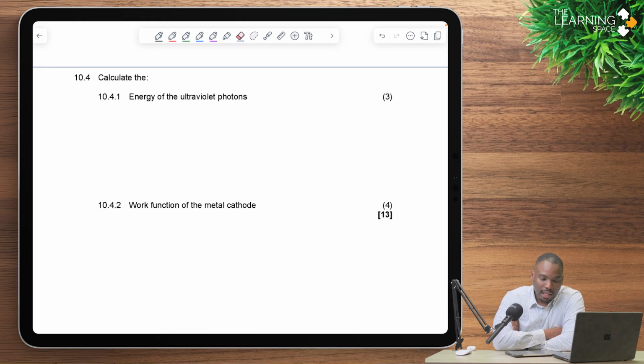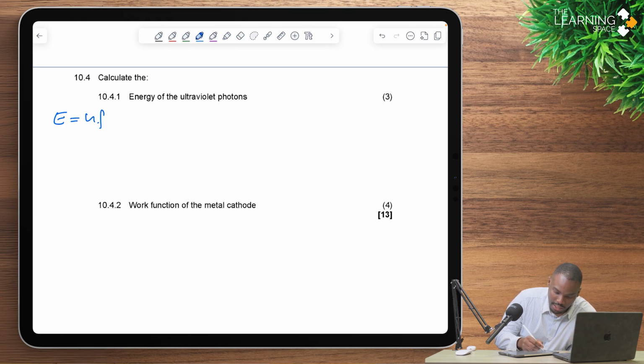10.4 then says, calculate the, number 1, energy of the ultraviolet photons. Okay, now when doing this, we need to think about our energy equation for waves, right? So the energy equation is as follows. We've got E is equal to hf, or if we're not given frequency, we can write it in terms of wavelength by saying E is equal to hc over lambda.